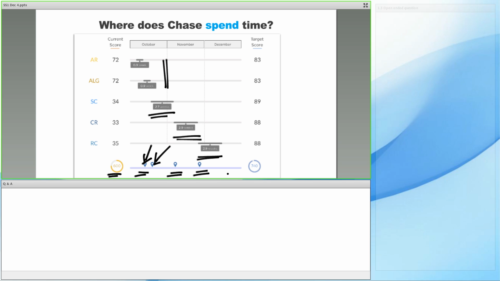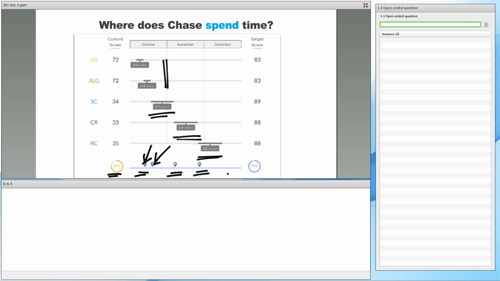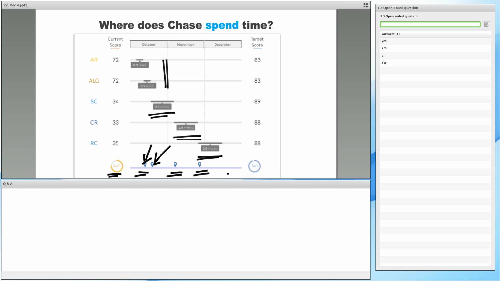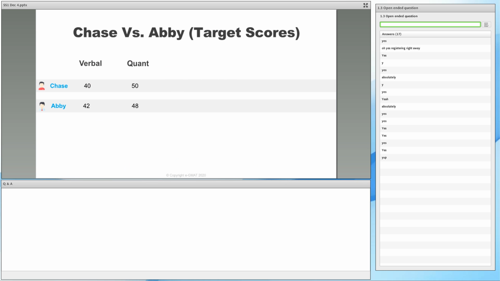But given the architecture of the GMAT, does it make sense? I mean, does the plan make absolute logical sense? Right? If those 5 abilities actually make up your target GMAT score, then that's how you should be approaching it. Okay. Now, what does this mean for Abby and Chase?